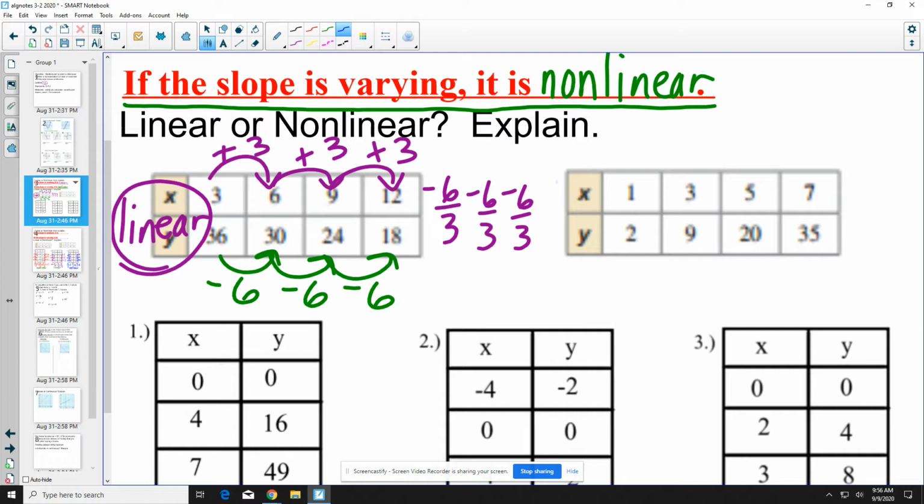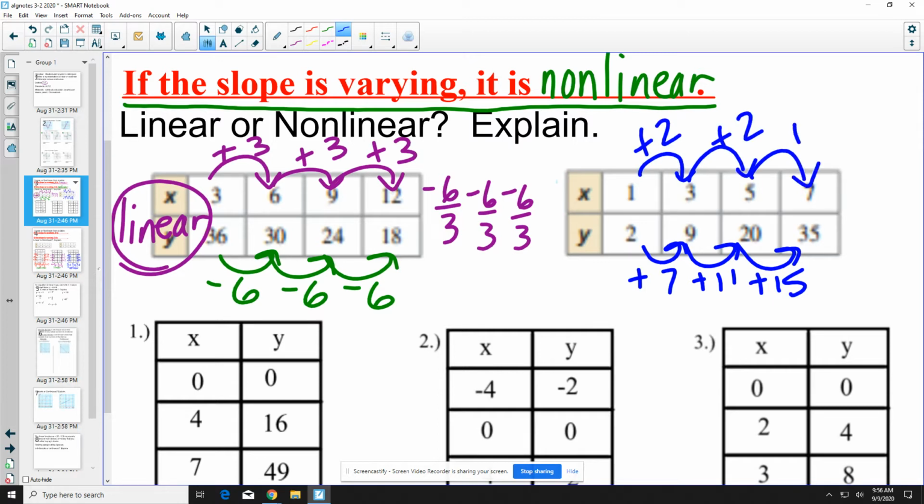So if I was doing the second table, I just need you to watch. When I go from 2 to 9, I add 7. 9 to 20, I add 11. 20 to 35, I add 15. Look at the change in X. First I add 2, then I add 2, then I add 2. Remember, slope is change in Y over change in X. So first my slope is 7 over 2. Then my slope is 11 over 2. Then my slope is 15 over 2. Are all those equal to each other? No, 7 over 2 is 3.5, 11 over 2 is 5.5, 15 over 2 is 7.5. The slope is varying, so this is nonlinear.